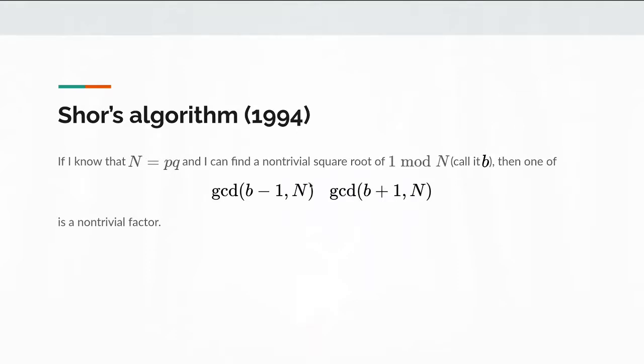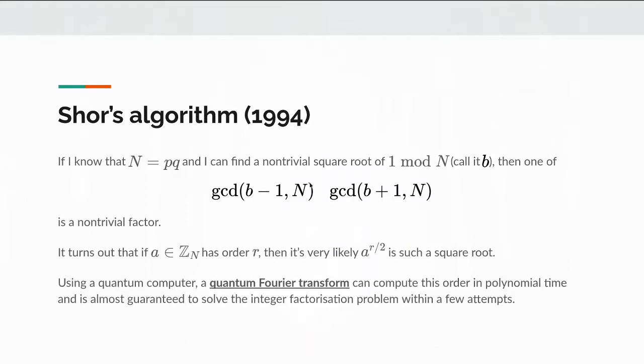So Peter Shor in 1994 said, well, if I can find what's called a non-trivial square root, so not 1 or minus 1, square root of 1, and we'll call it b, then one of these two values is one of the non-trivial factors of n. So it's not 1, it's not n, it's one of the prime numbers that we're looking for. Turns out that if an element has an order r, then it's quite likely that if you raise it to the power of r over 2, it will be one of these square roots.